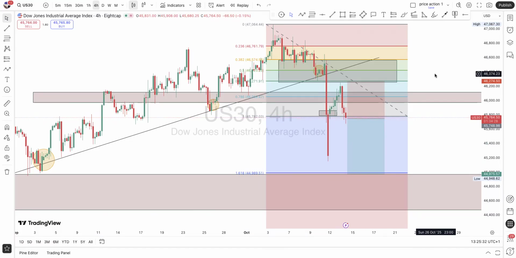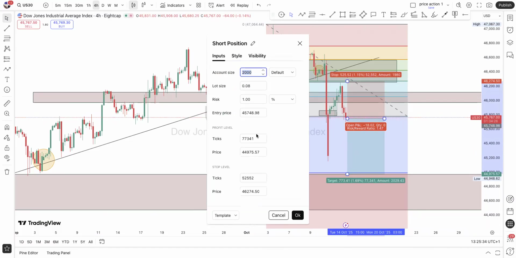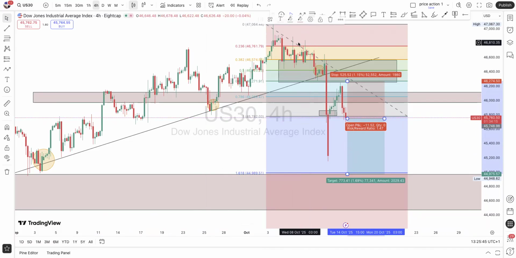All right. And like I said, this is the take profit level. This is the stop loss, and this is where the entry was. So you can take advantage of it and make money for yourself.